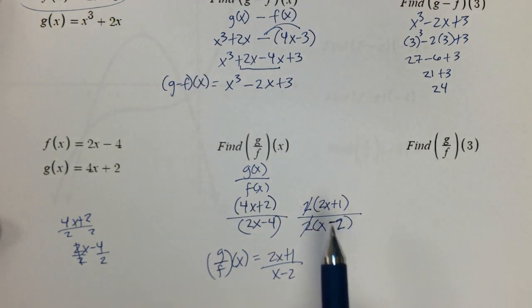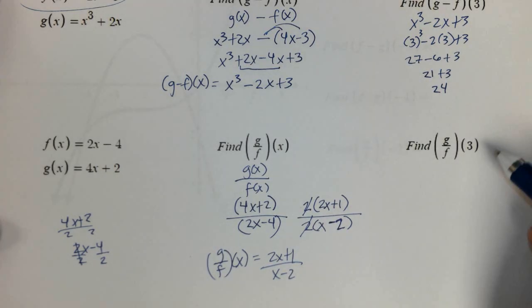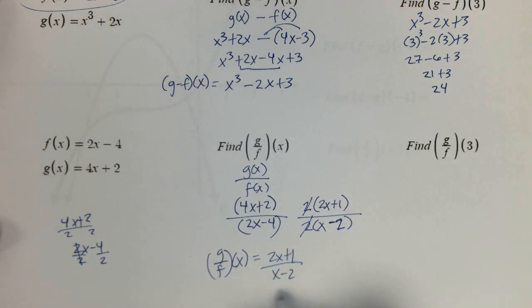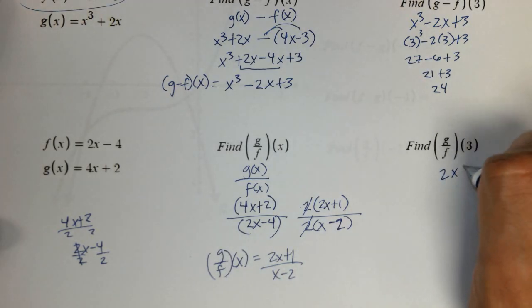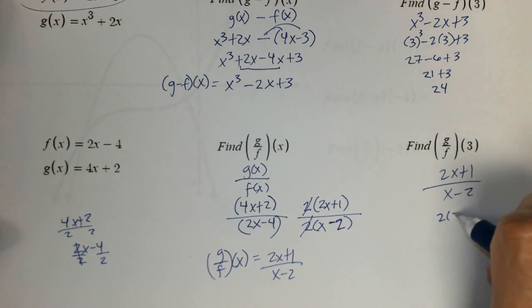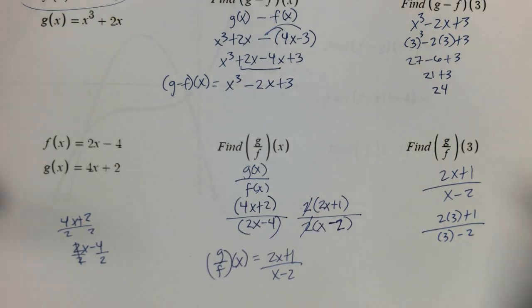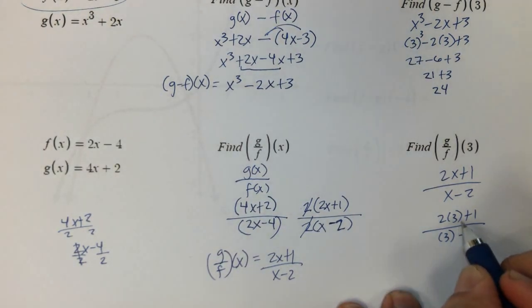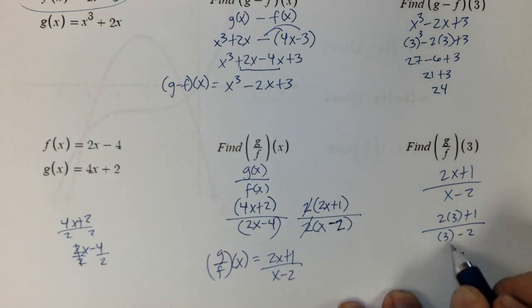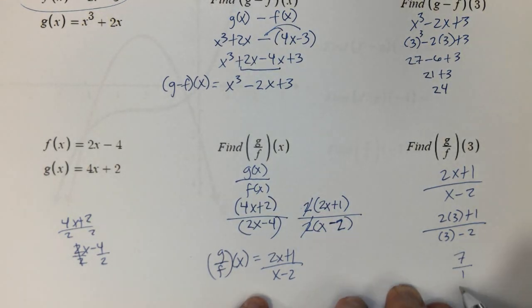I only want to simplify if they have common factors on top and in the bottom. So let's evaluate it. What is the value at 3? So I take my new function, 2x plus 1 divided by x minus 2, and plug in 3 for every x value. 2 times 3 is 6. 6 plus 1 is 7. 3 minus 2 is 1. 7 divided by 1 is 7.